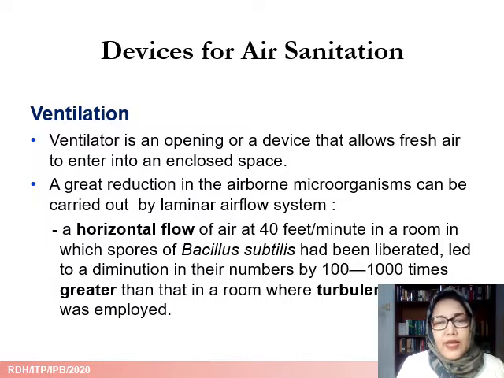Here are some devices for air sanitation. The first one is ventilation. A ventilator is an opening or device that allows fresh air to enter an enclosed space. A great reduction in airborne microorganisms can be achieved by a laminar airflow system. A horizontal flow of air at 40 feet a minute in a room in which spores of Bacillus subtilis had been liberated led to a decrease in their number 100 to 1,000 times greater than in a room where turbulent ventilation was employed.